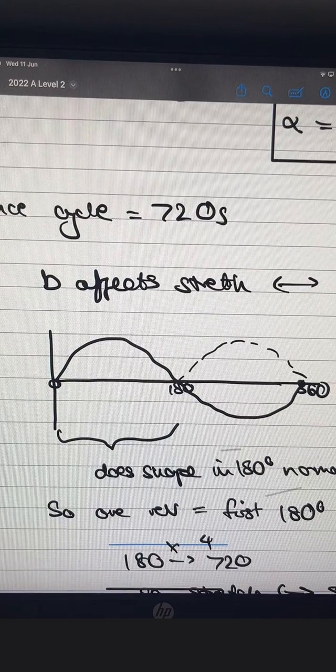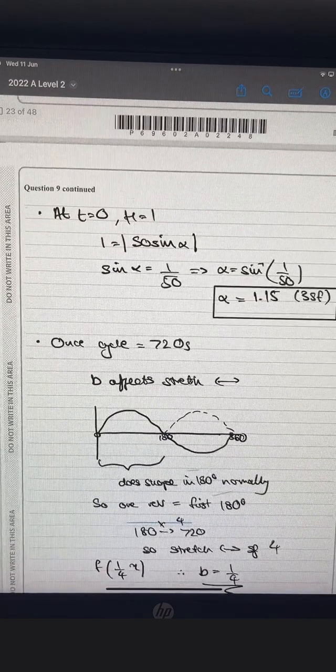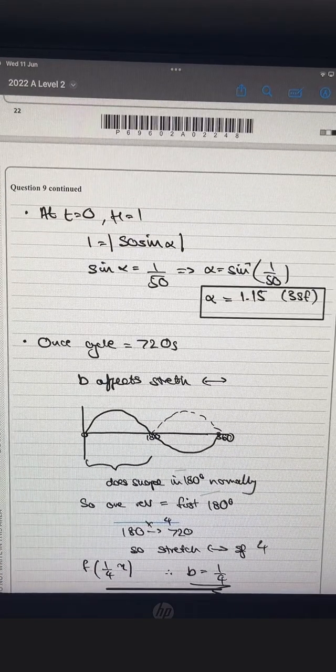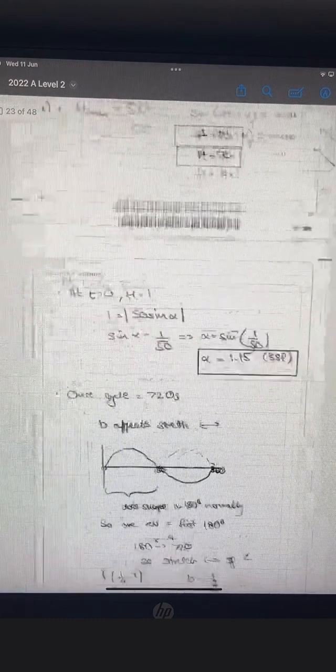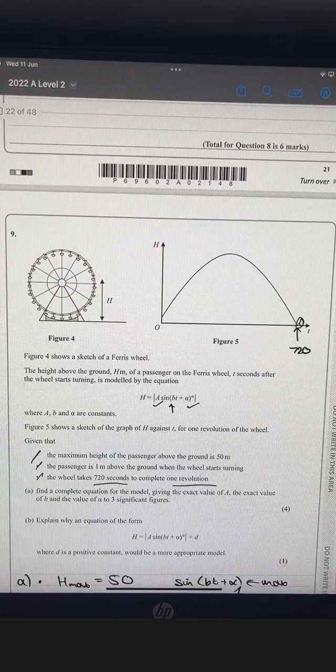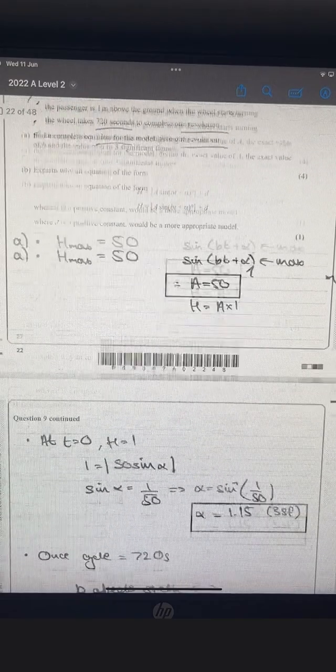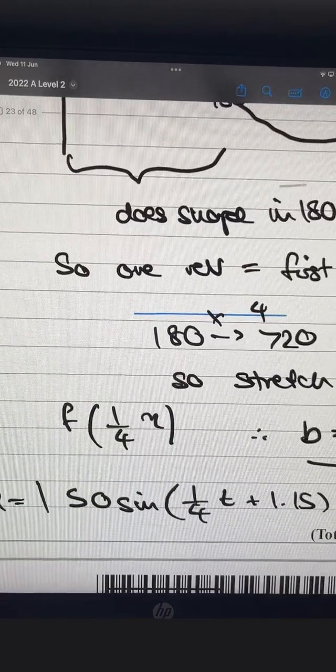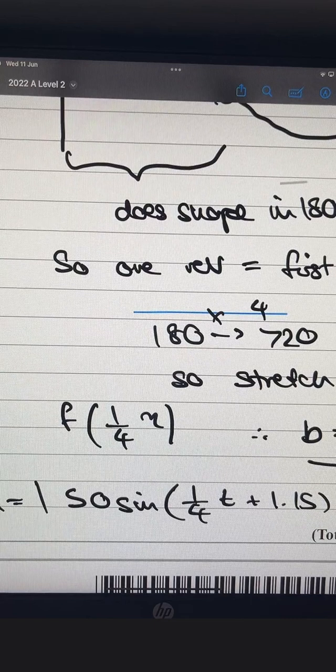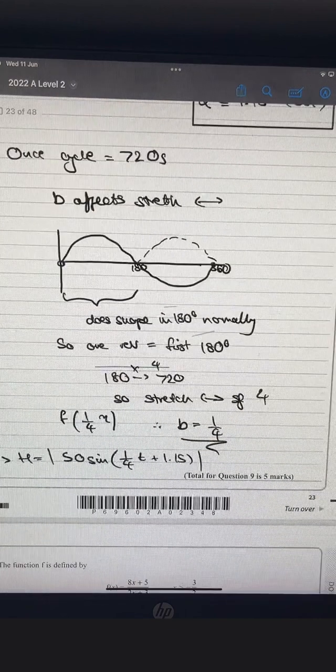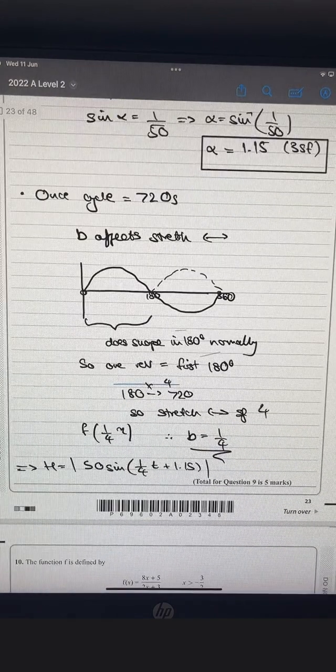right? So I'm thinking, okay, B is a horizontal stretch. I know that, right? Because it's along my t axis. So how am I going from 180 to 720? I multiply by 4. So it's a horizontal stretch by a scale factor of 4. Well, how do I represent that as a function? Well, that's just f of a quarter x, because remember, x is an illogical thing, right? If I want to stretch horizontally by 4, I do a quarter. So that means that b is equal to a quarter because it's the coefficient of t.